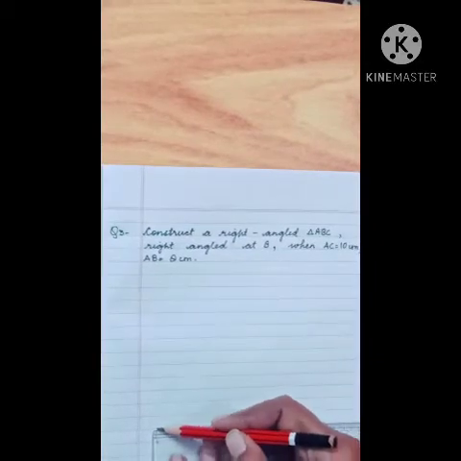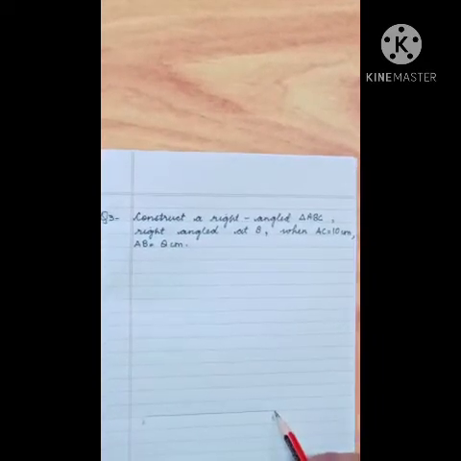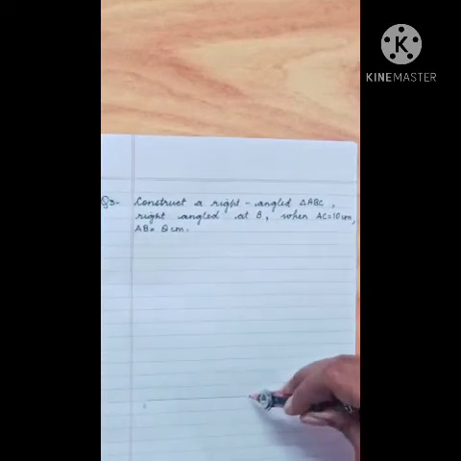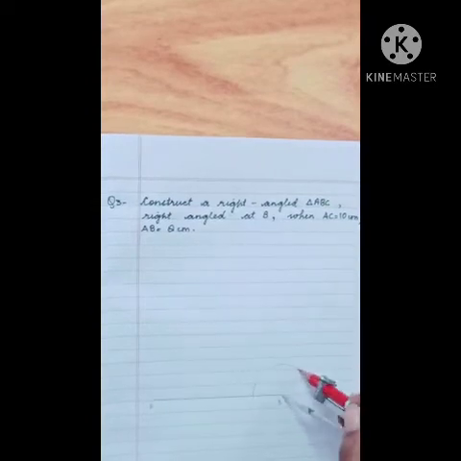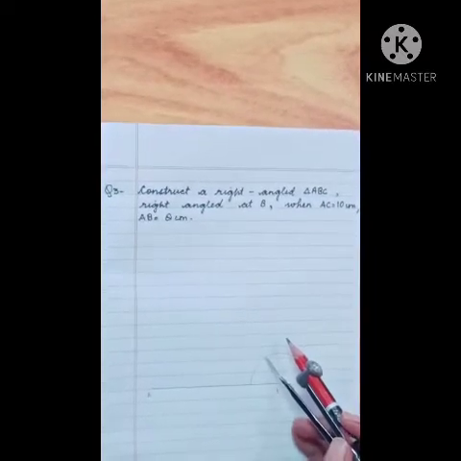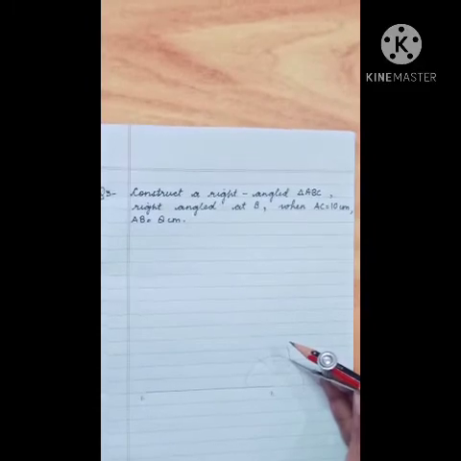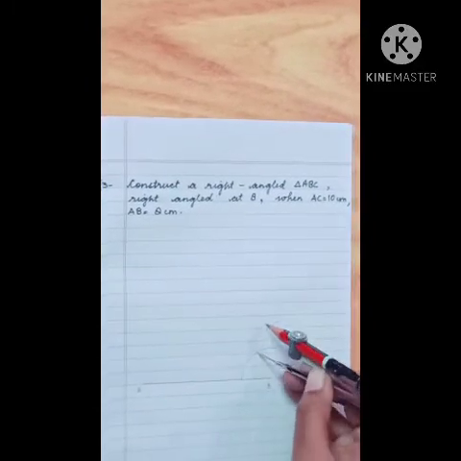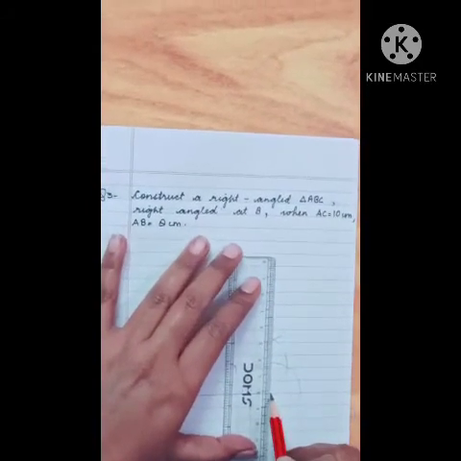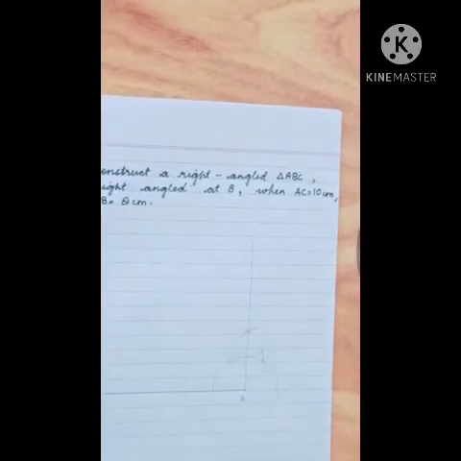So this is 8 centimeter AB. And now we construct a right angle at this point with the help of a compass. With the same radius, I'm making an arc like this, and then at this point, like this, and again, with the same radius, draw an arc. This is 90 degrees. Okay, so this is 90 degrees at point B.